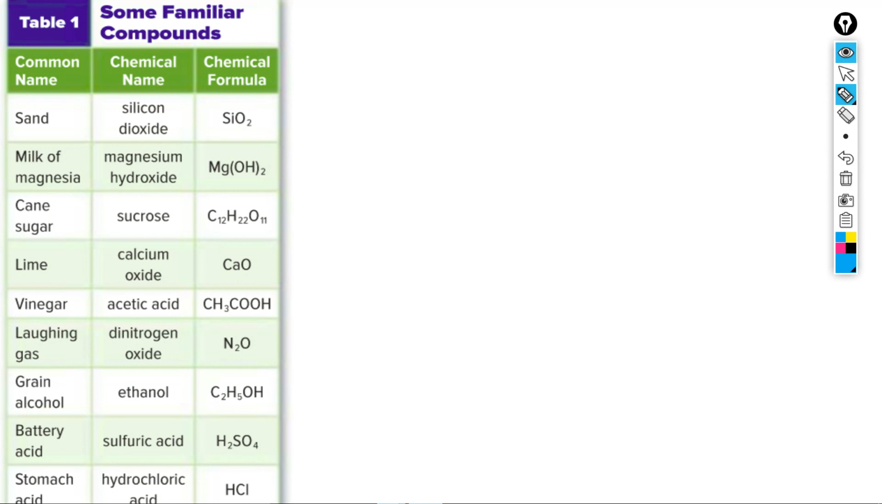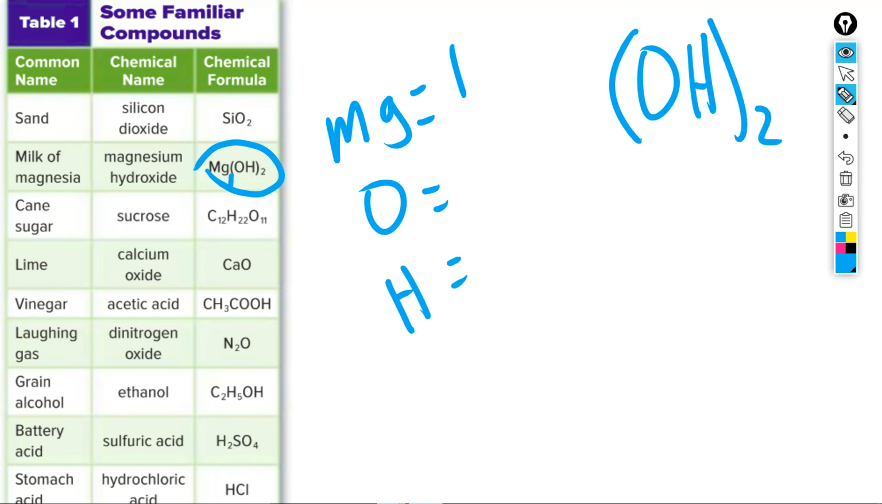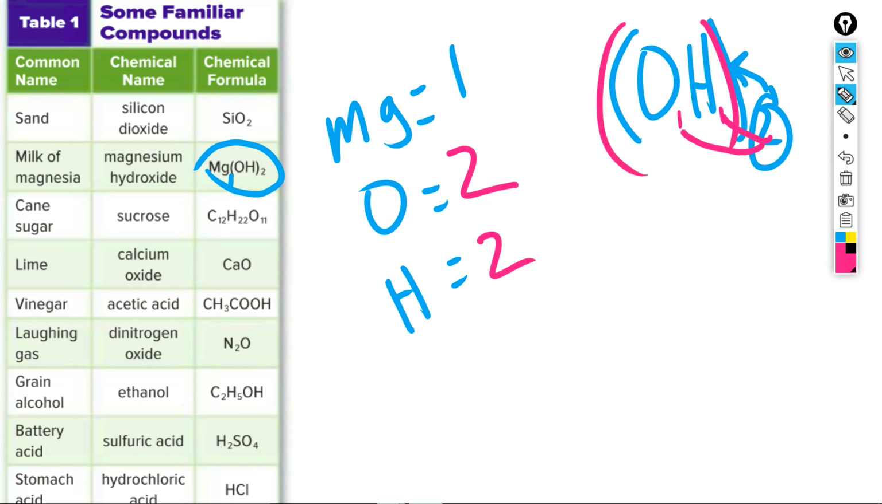What about Mg(OH)2? This one's a little trickier. We got Mg, we got O, and we got H. Now let's figure out how many of each we have. Mg has nothing written after it, so it's a 1. O has nothing written after it, but we have these parentheses, so let's blow this up a little bit. (OH)2. What those parentheses are telling you is that you've got 2 of everything in there, so everything in there is basically multiplied by 2. If we put 1's down here, then 2 times that 1 gives us 2 O's, and 2 times that 1 gives us 2 H's. You've got 2 of everything inside the parentheses.